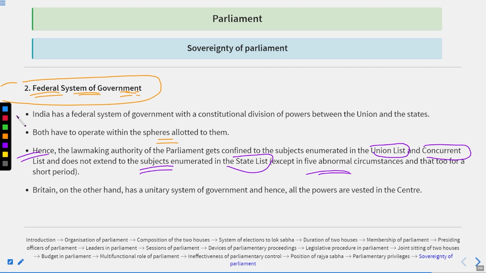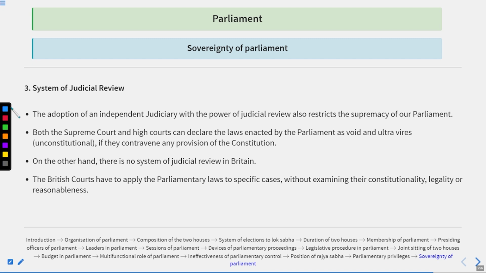Five circumstances we had already discussed. Britain, on the other hand, has a unitary system of government. All the powers are vested in the center. There is no provision for the division of powers.